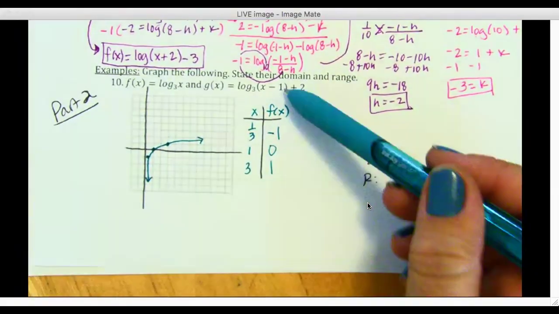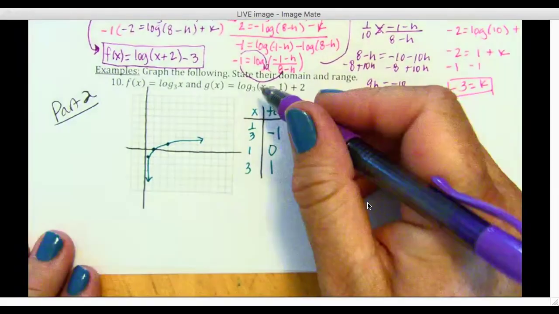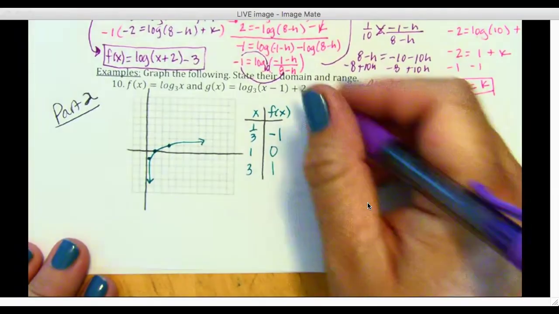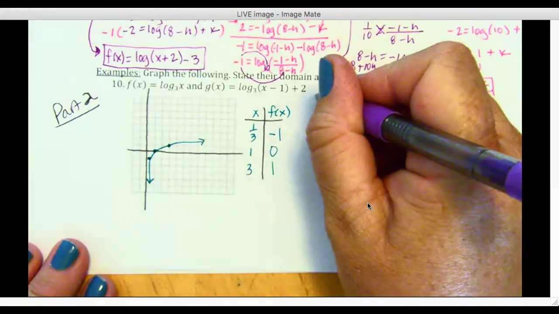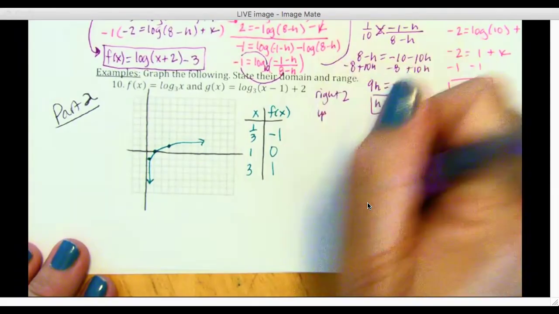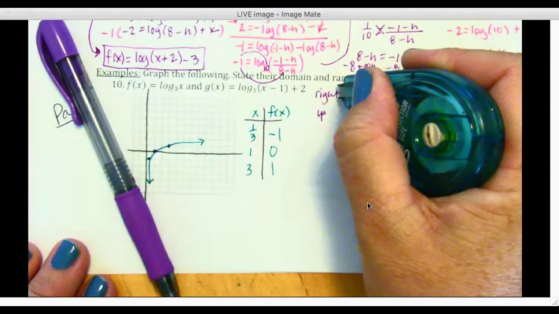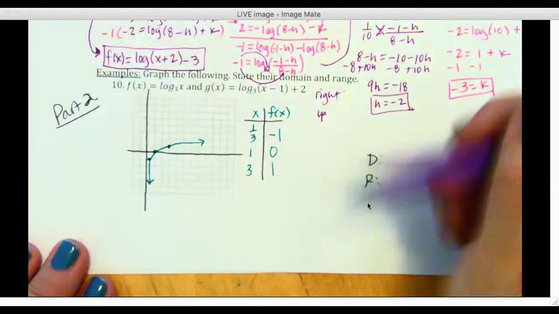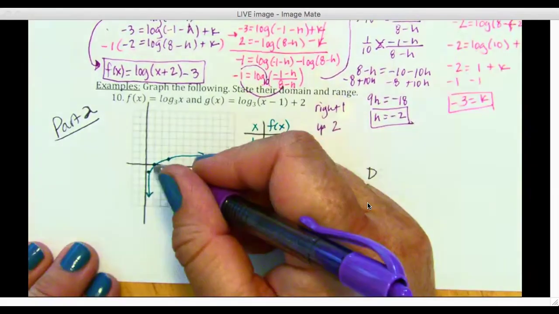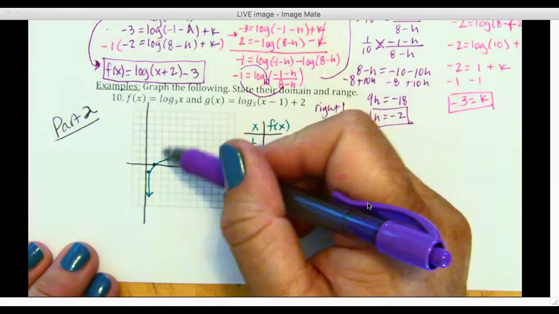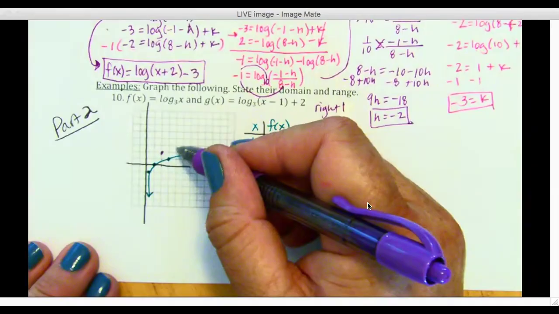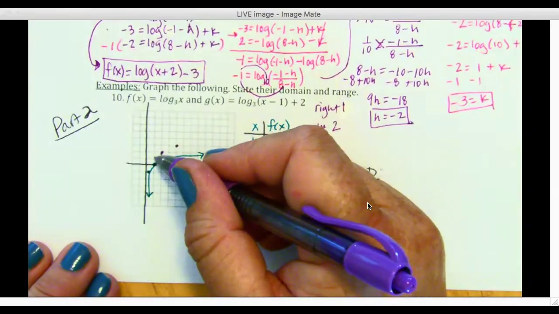Now, I'm also asked to graph g of x, and that's log base 3 of x minus 1 plus 2. So I need to shift that graph. This minus 1 is moving my graph to the right 1, and this plus 2 is moving it up 2. So all of these points are going to move right 1 and up 2.